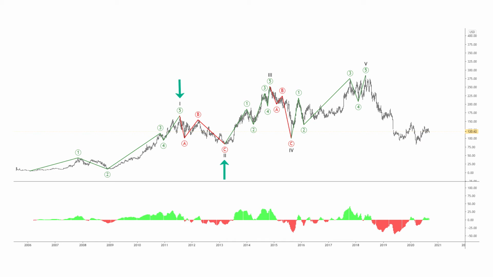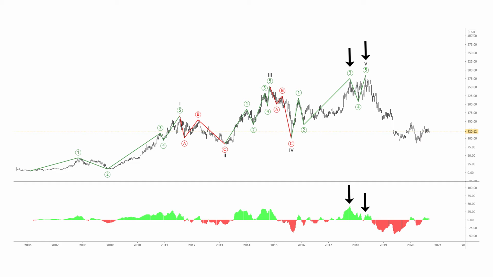We have 5 waves of higher degree ending with this top of wave 5 in 2018. This is a cycle degree of Elliott waves. It is obvious that after this impulse sequence comes a corrective one. The bearish divergence on the Elliott wave oscillator shows it.